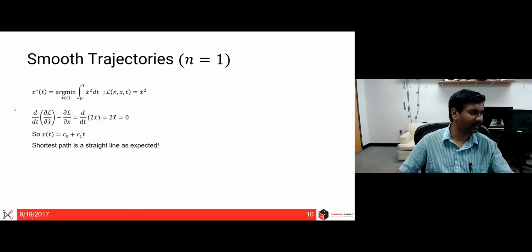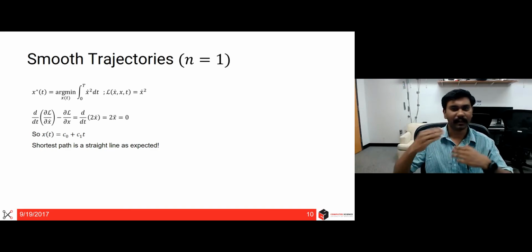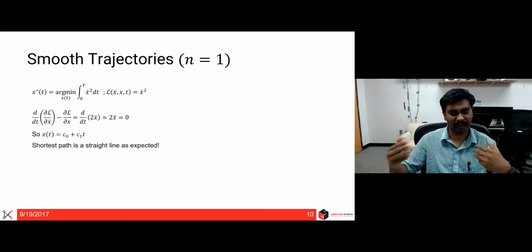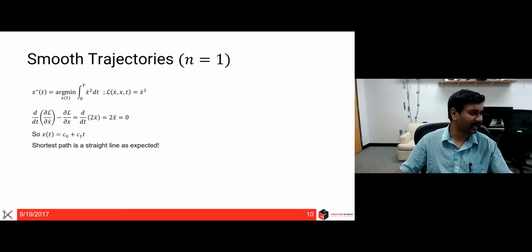Let's apply the Euler-Lagrange equation, and we would basically get the condition 2x double dot is equal to 0, or x double dot is 0. If we integrate and solve it, we get the time parameterized quantity as the equation of a straight line, c0 plus c1t. This is analogous to y equals mx plus c, as we have seen in primary and middle school. This is the same thing, and the shortest path is a straight line, as expected, because the work done here was chosen to be velocity squared.